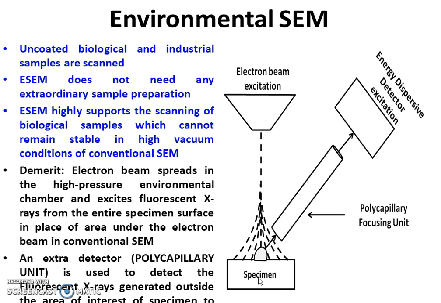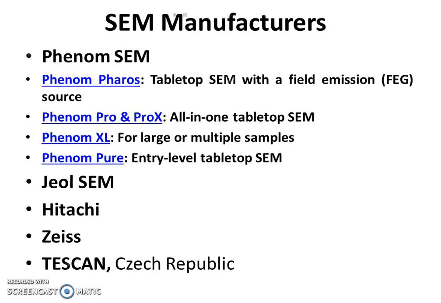The major demerit of this technique is that the electron beam spreads in the high pressure environmental chamber and excites the fluorescent X-rays from the entire specimen surface in place of the area under the electron beam, which is possible in the case of conventional SEM. An extra detector, a polycapillary unit, is used to detect the fluorescent X-rays which are generated outside the area of interest of the specimen to control the image contrast. Otherwise, the whole image will become blurred and there will not be any information available from the scanning point of view.